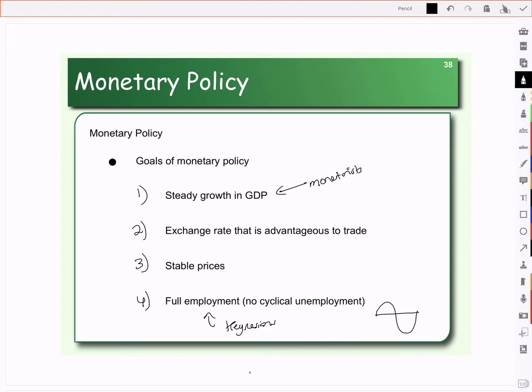And the last two goals, that of an exchange rate that's advantageous to trade and to have stable prices, these are the primary goals of Canada's monetary policy. So in this video, we're going to look at how these different schools of thought use monetary policy to achieve these goals. So let's start first with the Keynesian approach.